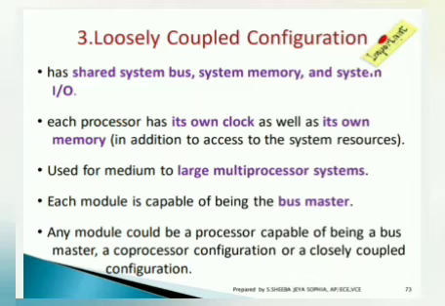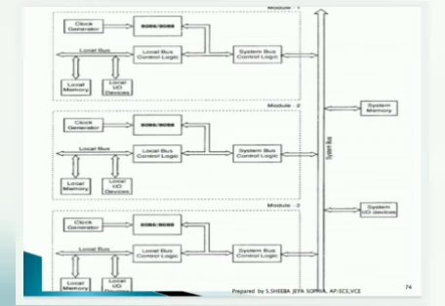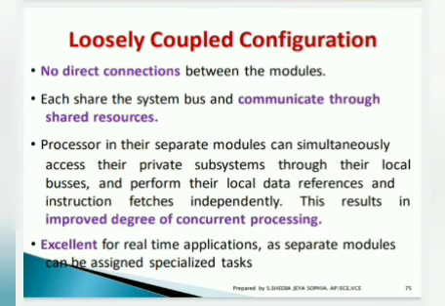Every system has its own clock. You can see module 1, module 2, module 3. Everything is individual. Nothing is coupled. All are connected to the same system bus and memory, input output devices, but the clock is not at all shared here. In loosely coupled, there is no direct connection. Of course, due to no direct connection, it is said to be a loosely coupled configuration. Each shares the system bus and communicates through shared resources.